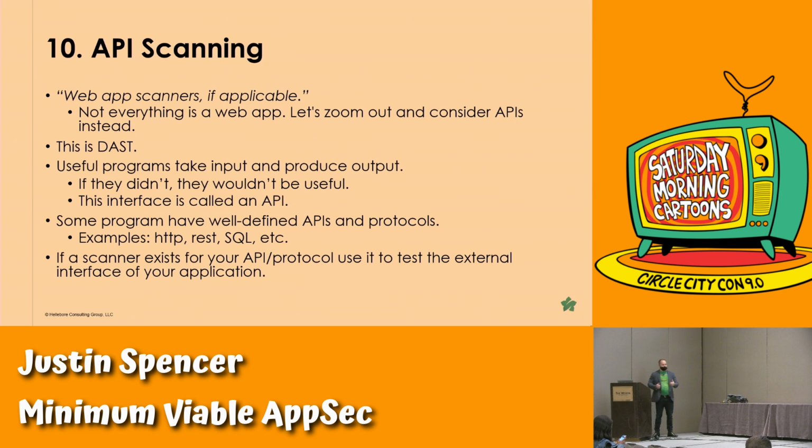Now, if you're using something well-defined, like REST or SOAP or SQL or whatever, right? So you imported some library to give you that API, then there's probably a scanner for it. And you just got to Google for it and use that thing. If you're doing something totally custom, you're on your own. You should still do this, test at the boundary, but if you define a new thing, you're going to have to find the new tool to go with the new thing.